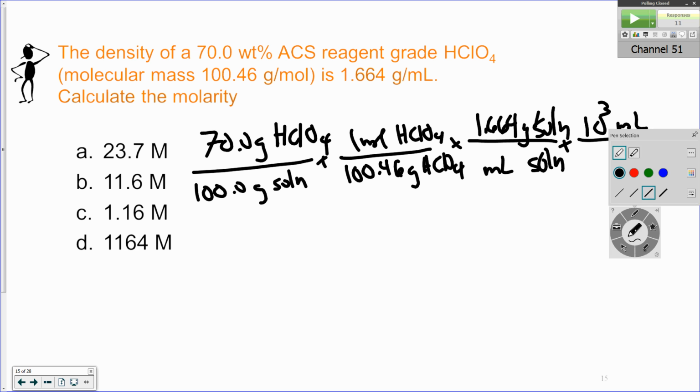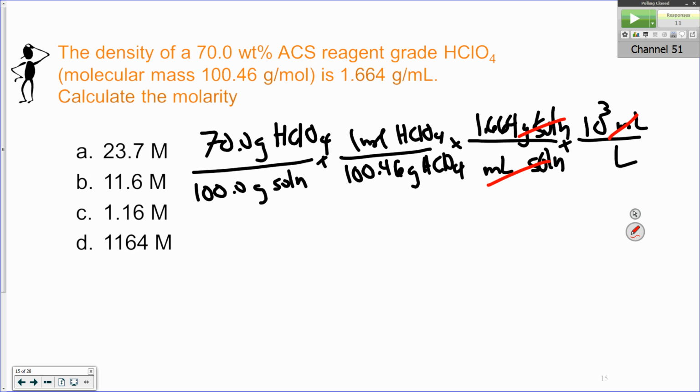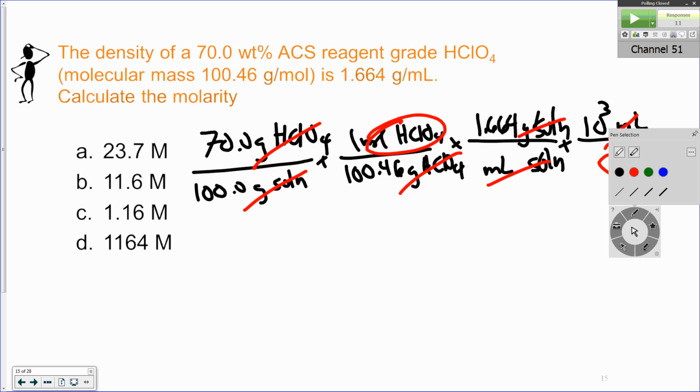I'm going to check my units before I do anything else. Milliliters and milliliters cancel. Grams of solution, grams of solution, grams of perchloric acid, grams of perchloric acid. I'm left with moles per liter. That's molarity. That's what I want. So if I put my numbers in, I'll find out that indeed it's 11.6. So most of you are on track there.